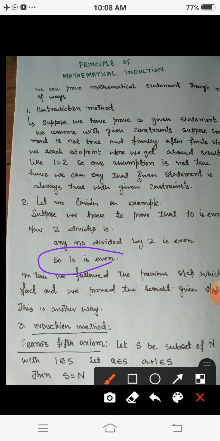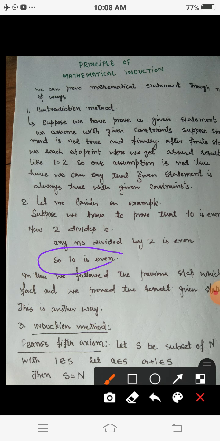So here in this method we follow the previous facts, that is, 2 divides 10 and any number divisible by 2 is even. This means that we are following the previous facts, statements or steps. This is the general method to prove a theorem.